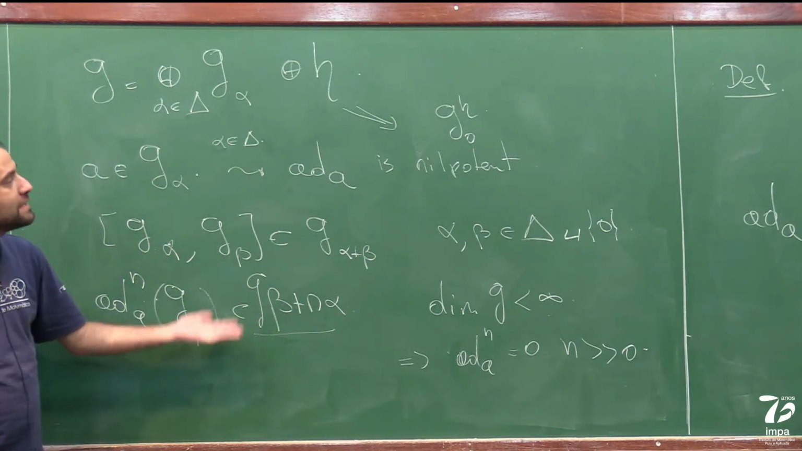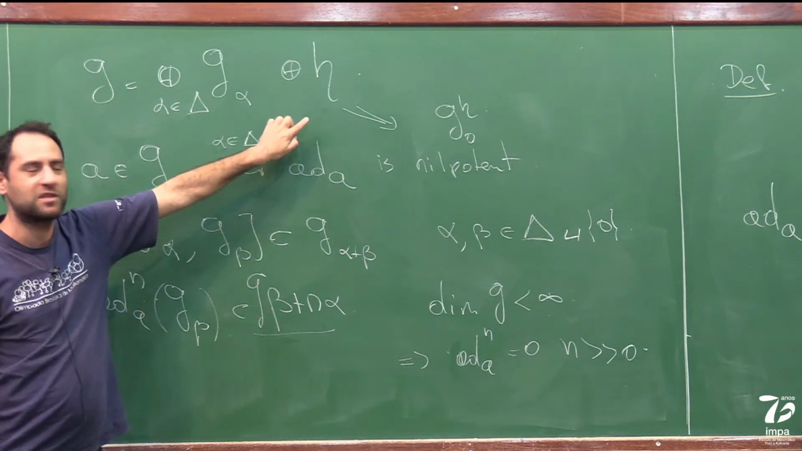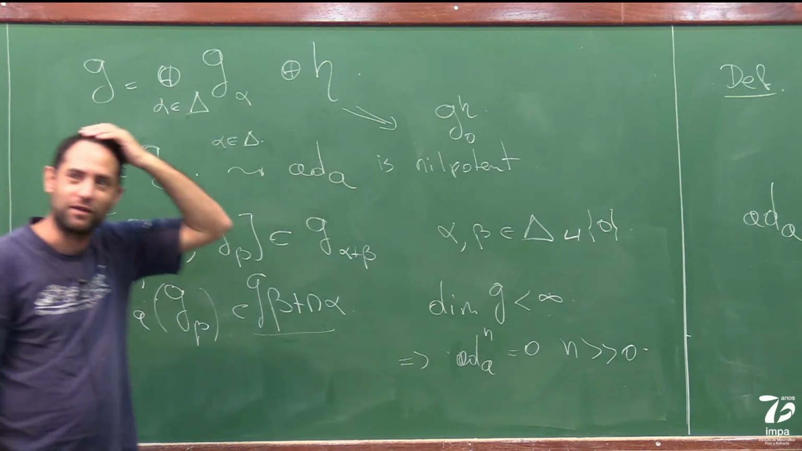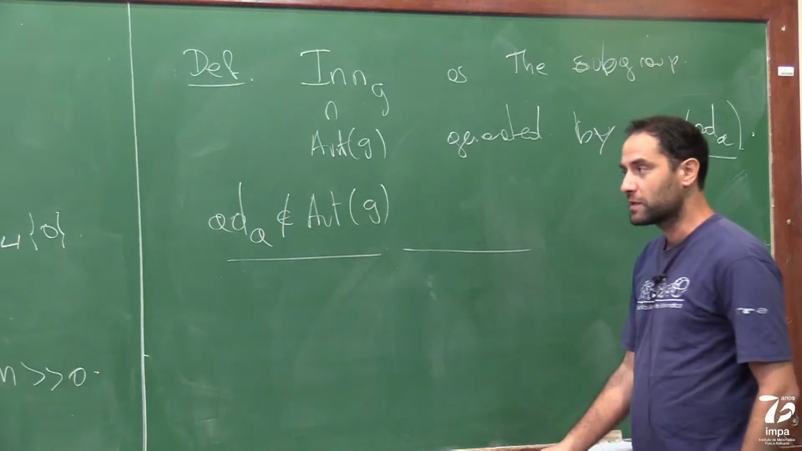So I need to tell you what is the exponential of an element of the adjoint action of an element in A. And I've already wasted so much time that I could have done it already instead of telling you that I wasn't going to do it. But anyways, I hope that was clear.